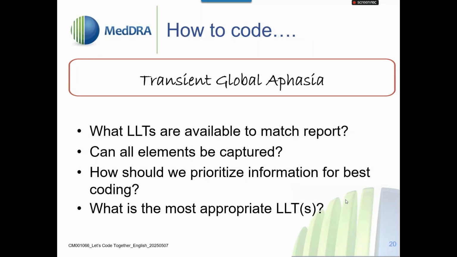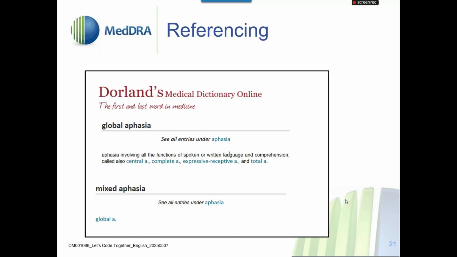Thank you, Caroline. So now the next one is transient global aphasia. What LLTs are available here for this? Can all the elements be captured? So we've got the condition of aphasia. We can see that it's a particular type of aphasia, it's global aphasia, but we're also told that it's transient. So it's happened and it's gone away. So how should we prioritize these pieces of information for best coding? And then what would be the appropriate LLT?